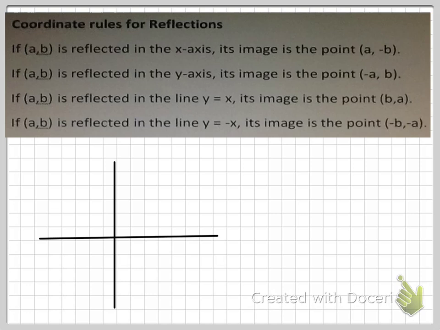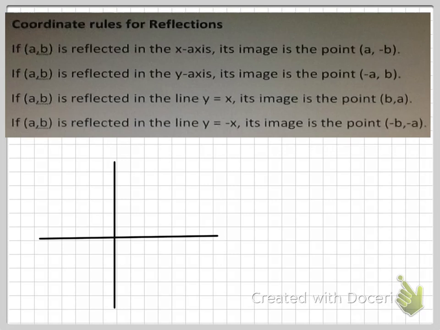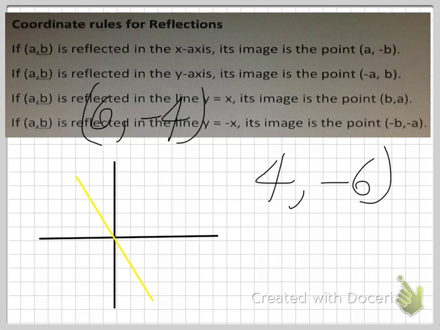And finally, if AB is reflected in the line y equals negative x, its image is the point B, negative A. So I'm working on this one right here. If the figure is reflected in the line y equals negative x, so that yellow line is y equals negative x, then its image is negative B, negative A. So in other words, if it was, say, 6, negative 4, then this would be 4, negative 6. Okay? You switch the two and you change their signs.